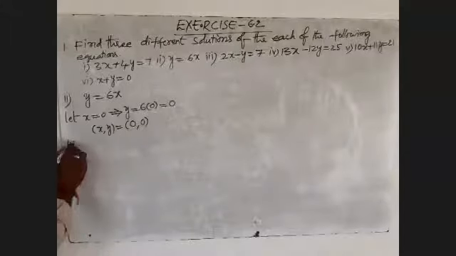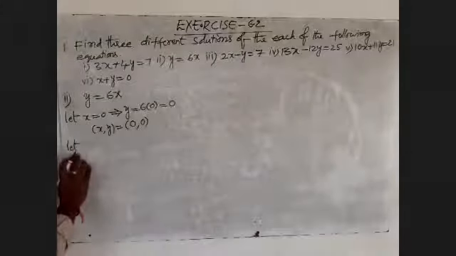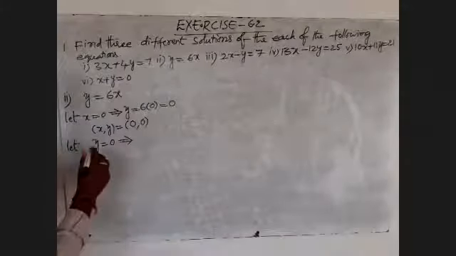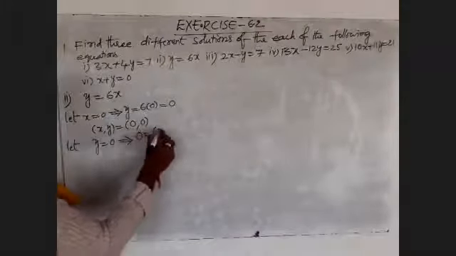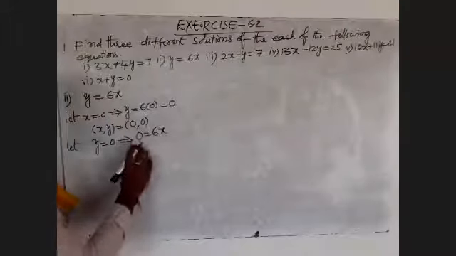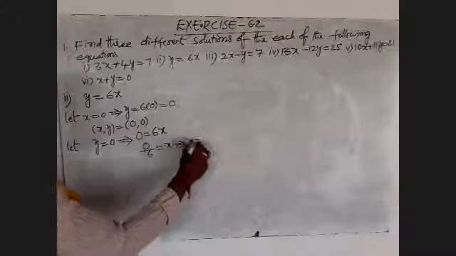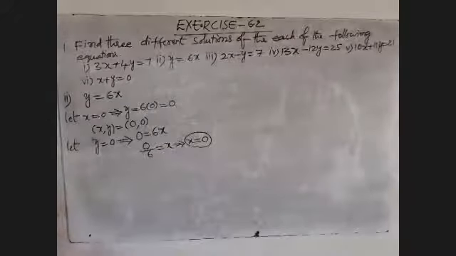After that we'll take, let y is equal to 0. What we have to write? 0 is equal to 6 into x. This value goes to this side: 0 by 6 is equal to x. Then that implies x is equal to 0, as 0 divided by any value will become 0.